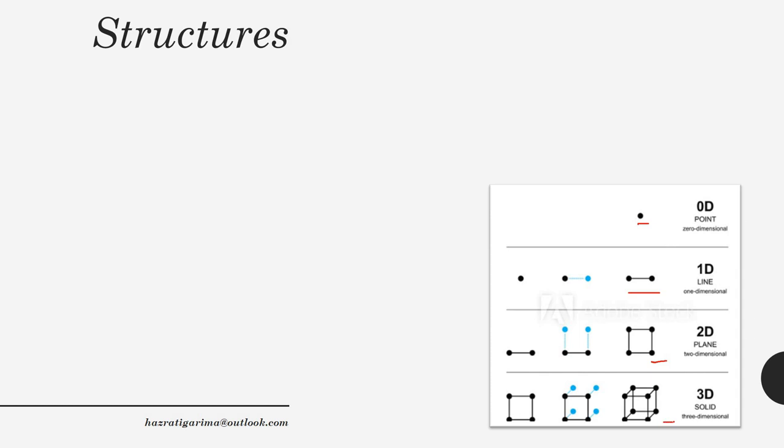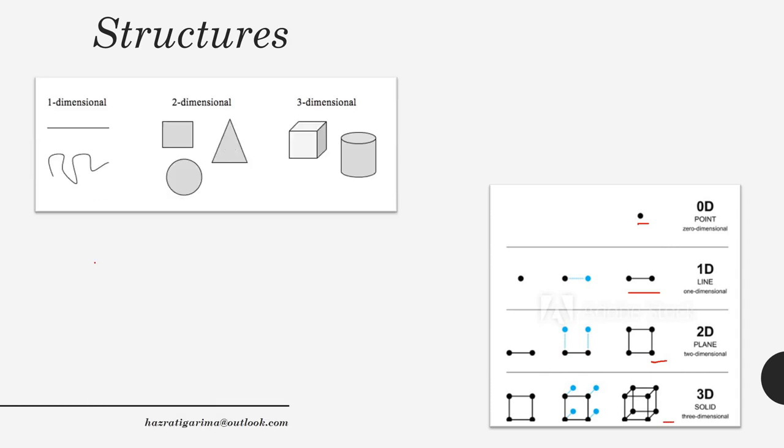Same case, we can take other examples also. Here you are seeing a line, which is one-dimensional; a square, circle, and triangle, which are two-dimensional; and the cuboid and the cylinder, which are three-dimensional structures.